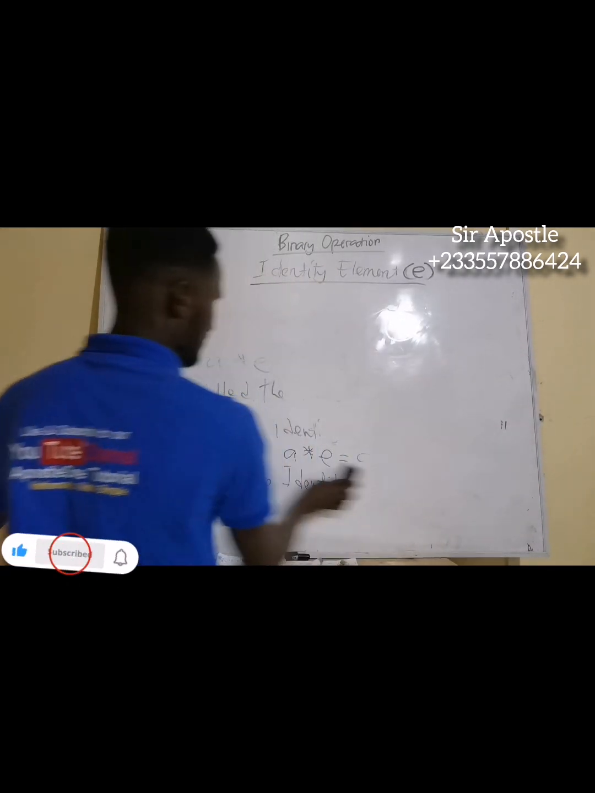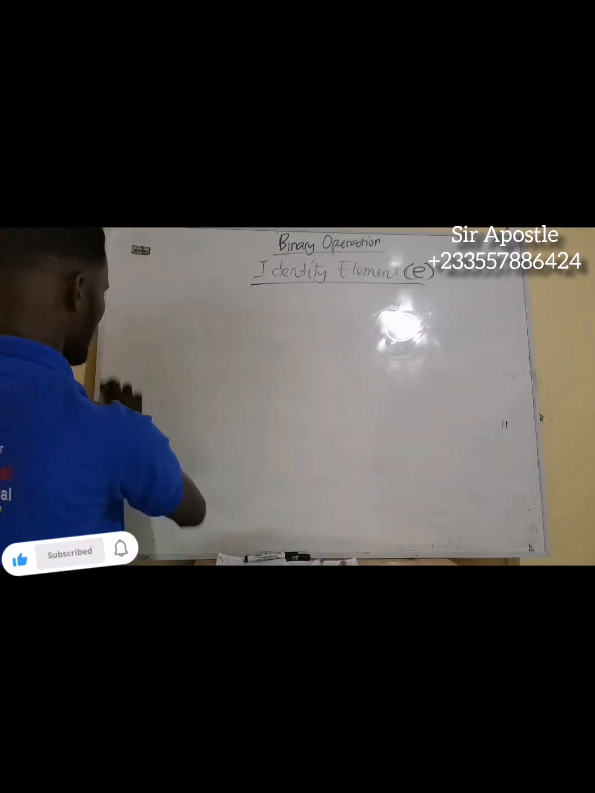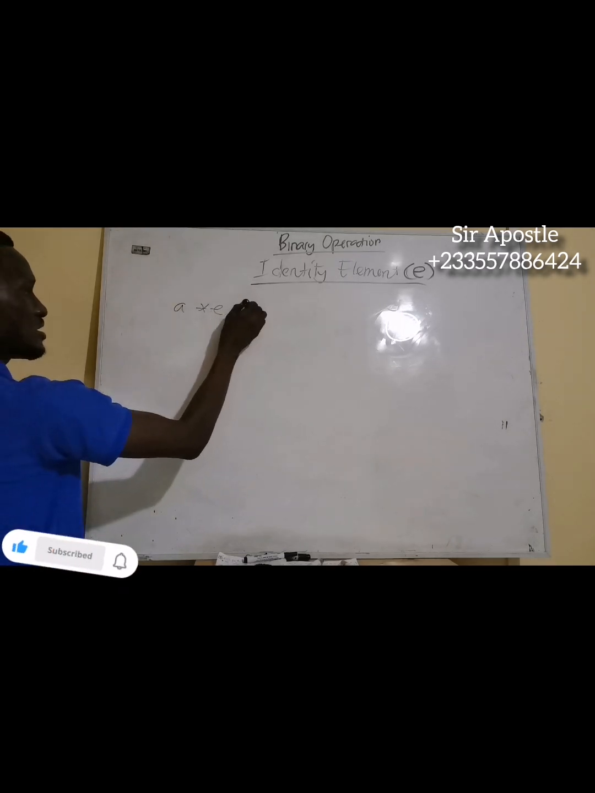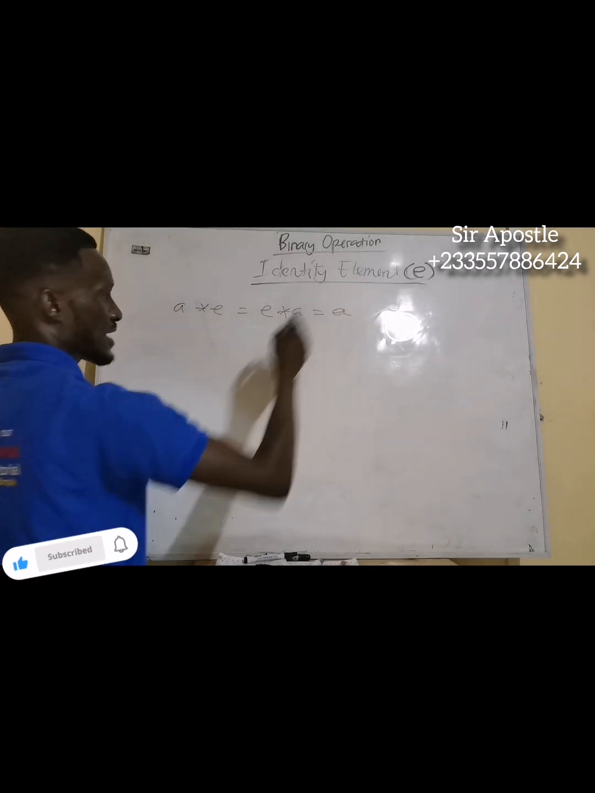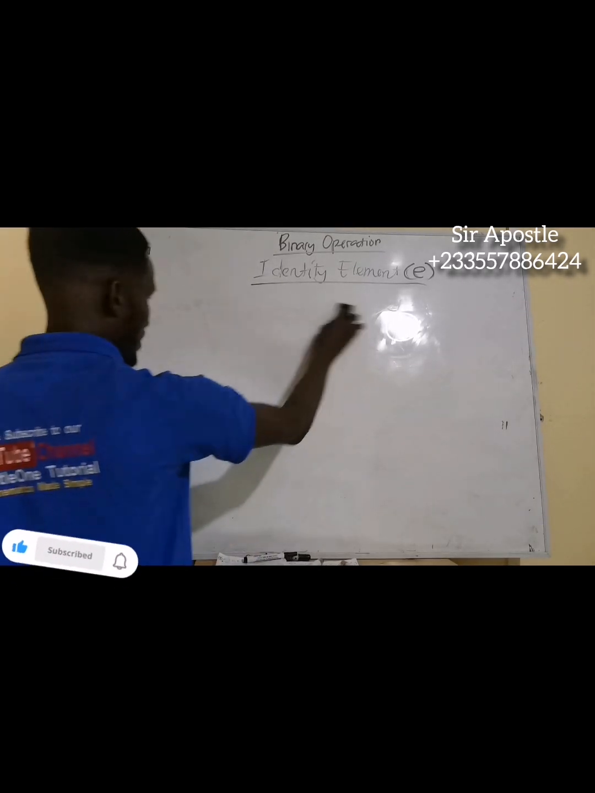Yes. So when they ask you to find the identity element, you have to know that when you combine any two elements, either A operation E or E operation A, we are supposed to get the A. Yes. Now let me check one question and let's see how we can get the answer.